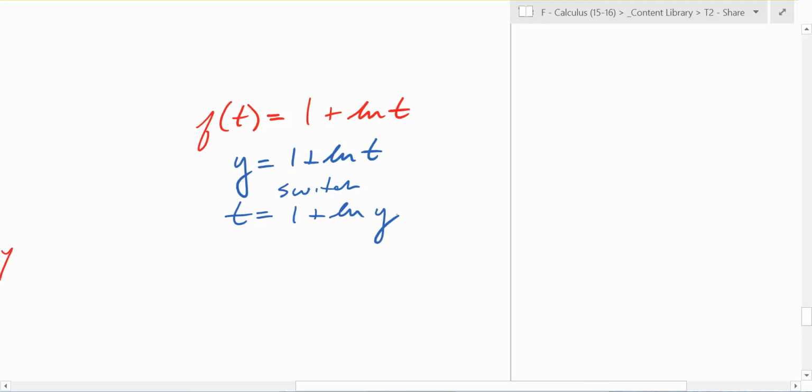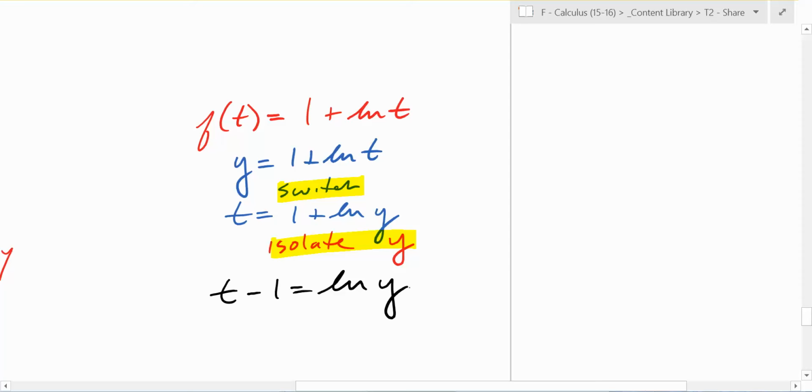What are we trying to do now? What's our goal now? Isolate what? We want to isolate y. That's what we want to do right now. So what's the first thing we subtract from both sides? So we have t minus 1 is equal to ln of y.